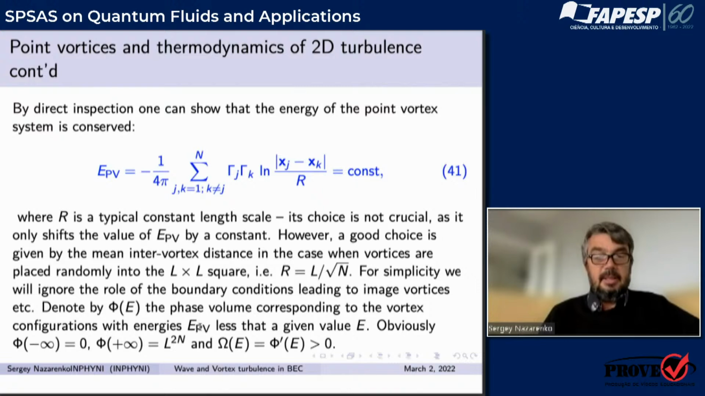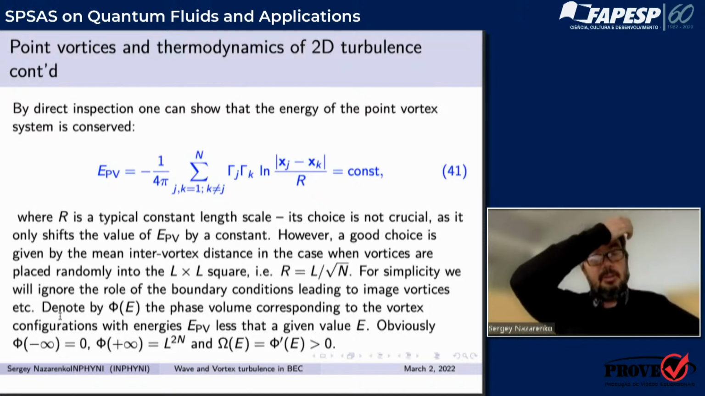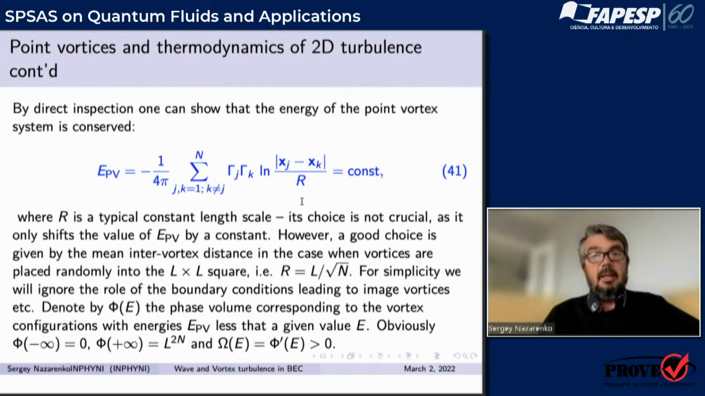The energies are less than a given particular value E. So obviously, from construction, if we have such energy minus infinity, and recall that this log function is not sign definite. It can go from minus infinity to plus infinity, depending on whether the modulus of the difference of coordinates goes to zero or to infinity, right? So since we don't have any states with an increasingly small number of states with close vortices, we have phi of minus infinity equal to zero.